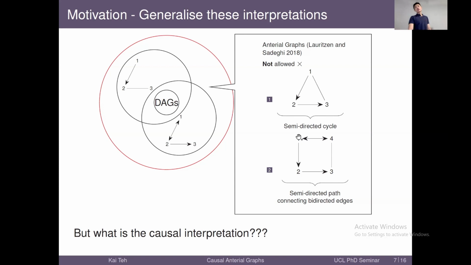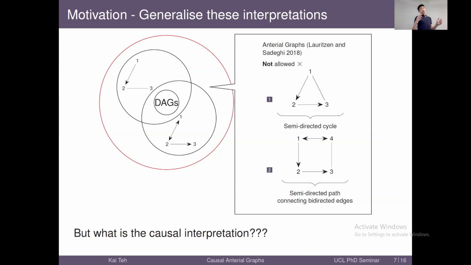Okay. So for example, here you have 1, 2, 3, and instead of 3 pointing to 4, you also allow 3 and 4 to be undirected. So that's a semi-directed path connecting the endpoints of a bidirected edge 1, 4. Right? So you don't have these structures in the graph. Just like a DAG, you exclude certain graphical structures, you exclude these in anterior graphs.